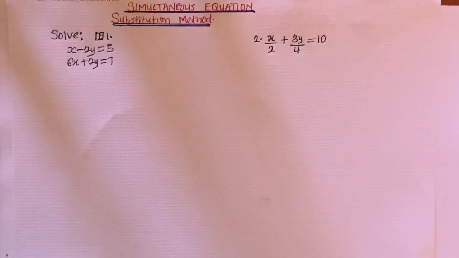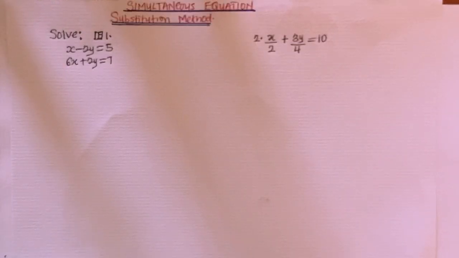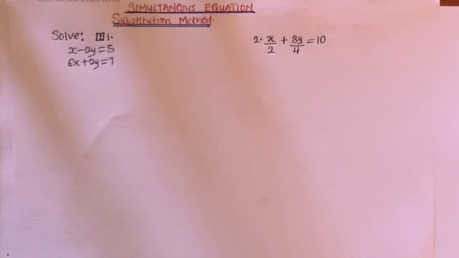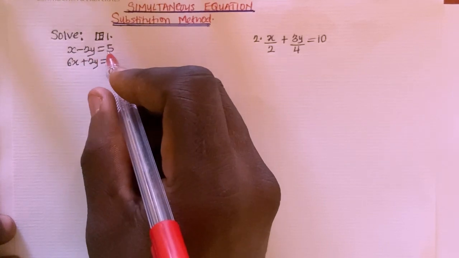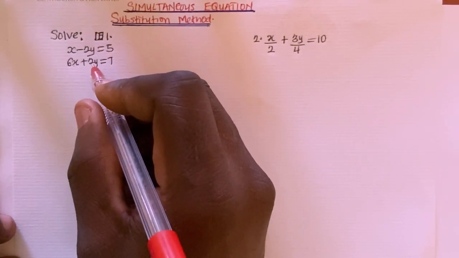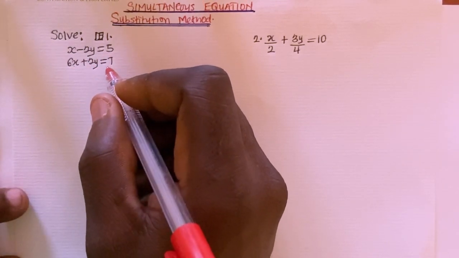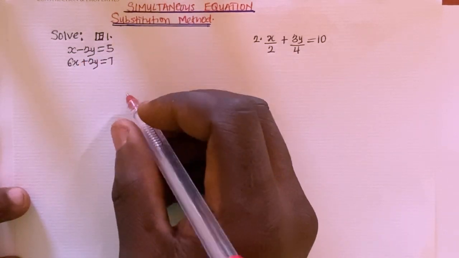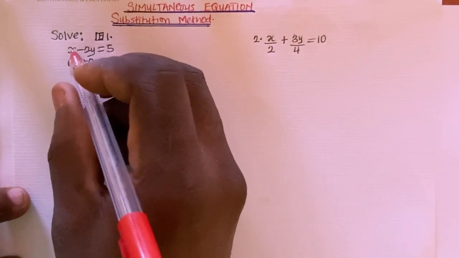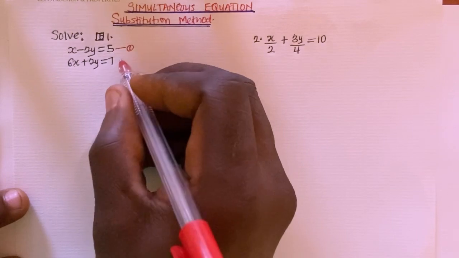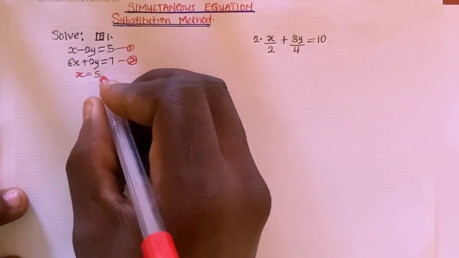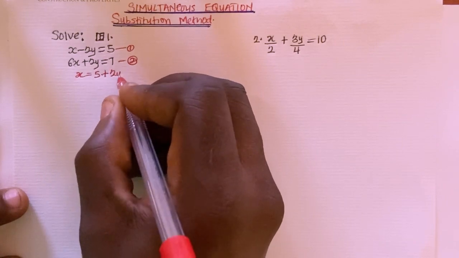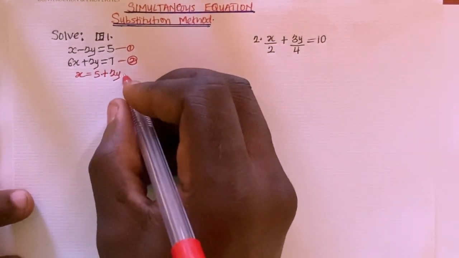Friends, in this video I'm going to solve simultaneous equations using the substitution method. The first thing to consider is that we are given two linear equations: x minus 2y equals 5, and 6x plus 2y equals 7. I can make x the subject from equation 1. So here I'm going to have x equals 5 plus 2y. Then I call this equation 3.